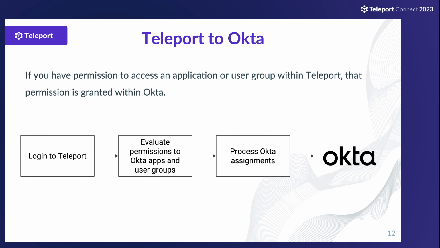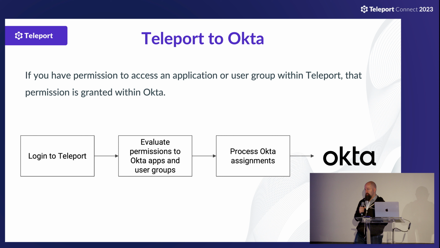So I mentioned that if you have permission to access an application or user group within Teleport, that permission is granted within Okta. At present, that permission is determined at login time, with a slight caveat. When you log into Teleport, we run a process to determine what Okta applications and user groups you're currently granted. And when we determine that, we create an Okta assignment, which contains effectively what assignments in terms of applications and user groups should be made on the Okta side.